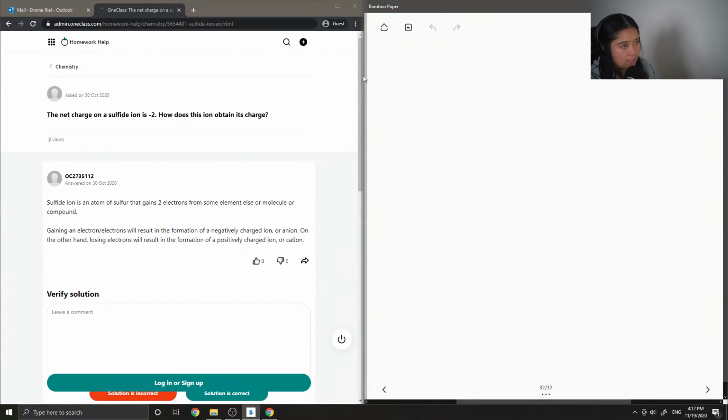Okay, so question 18 asks, the net charge on a sulfide ion is -2. How does this ion obtain its charge? Okay, so let's just look at a sulfur atom. It has a total of 16 electrons. So let me draw out its electron diagram and show how all the electrons would be shown.